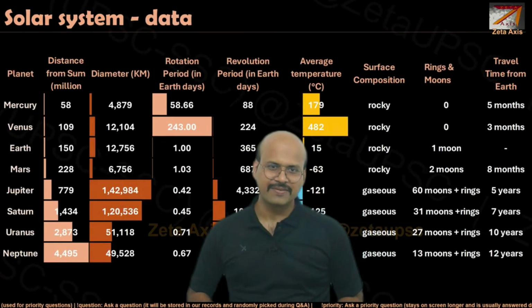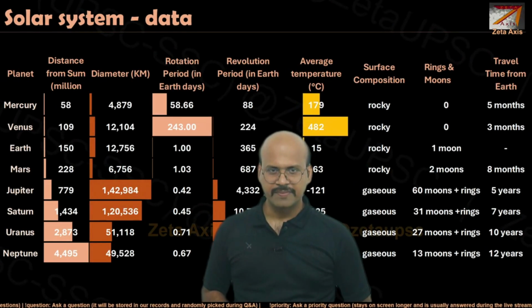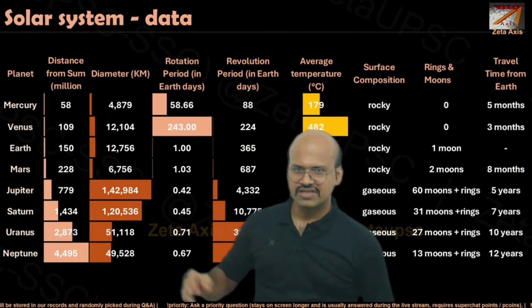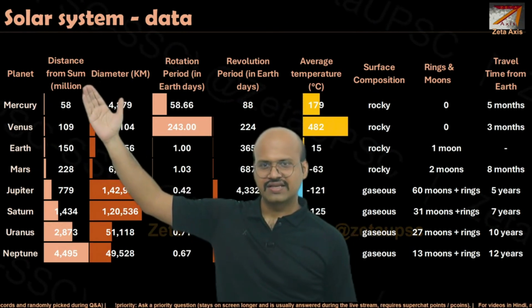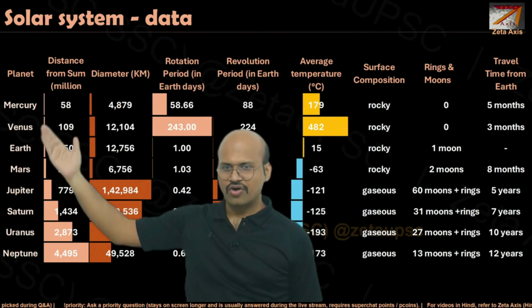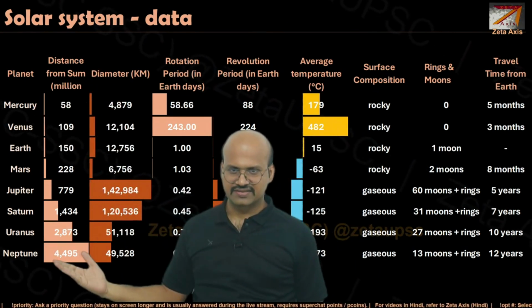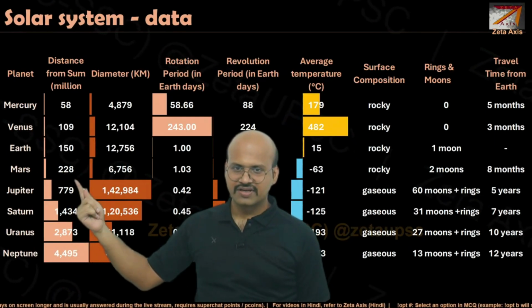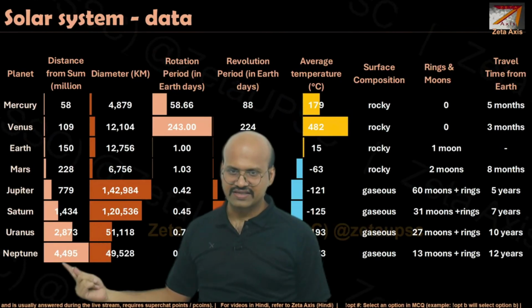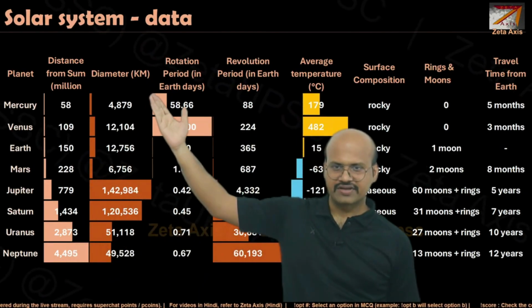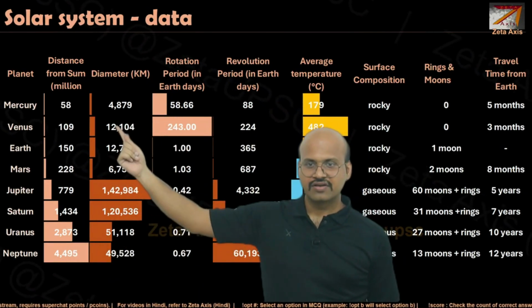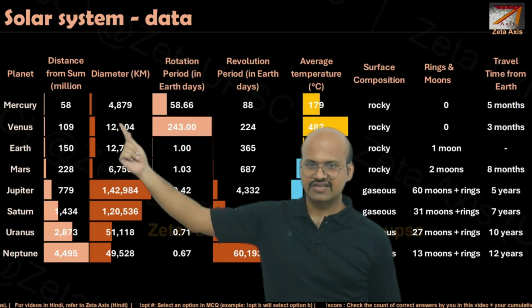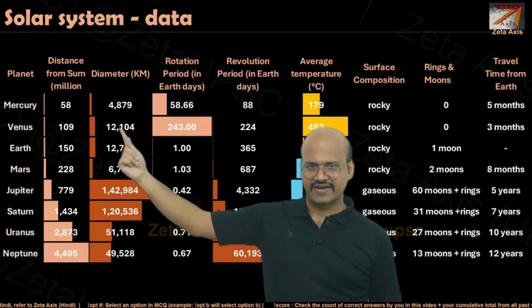Now here we see some statistics of all the planets, which would help you in recognizing some characteristics. So if we see the distance from the Sun, we can clearly see that as we go from inner to outer planets, the distance increases. We can see that till here the increase is not that much, but here we can see that there is a very high increase in distance. If we see the diameter, then we can see that Venus and Earth have almost similar diameter as we have discussed. That is why these two are twin planets.